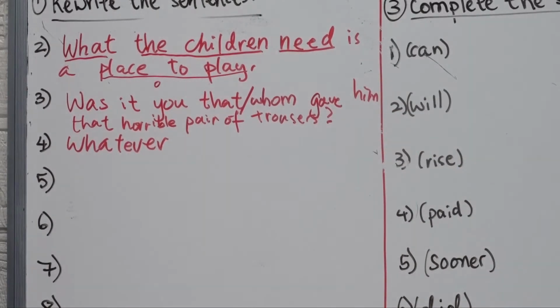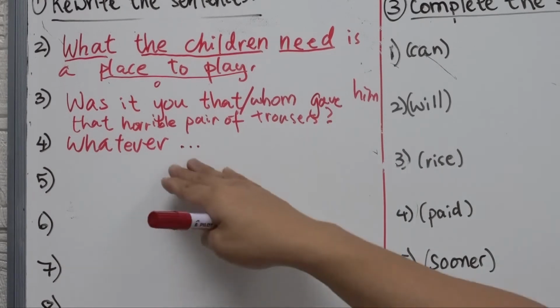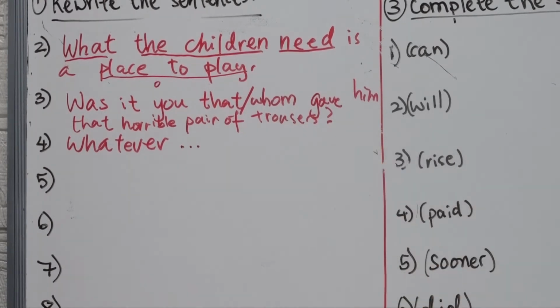Whatever do you mean by talking to me like that? Okay? So similar, right? Just change what to whatever. So I'll leave you to write that down. Whatever do you mean by talking to me like that? Or you can just write down whatever in the front and then underline the words and then put an underline. That means continuation of the sentence.